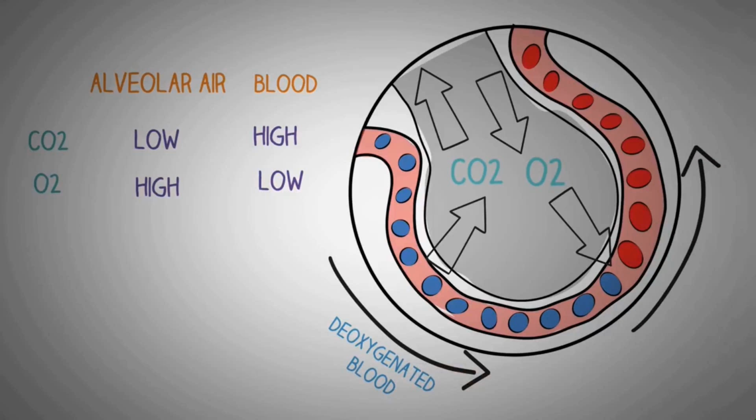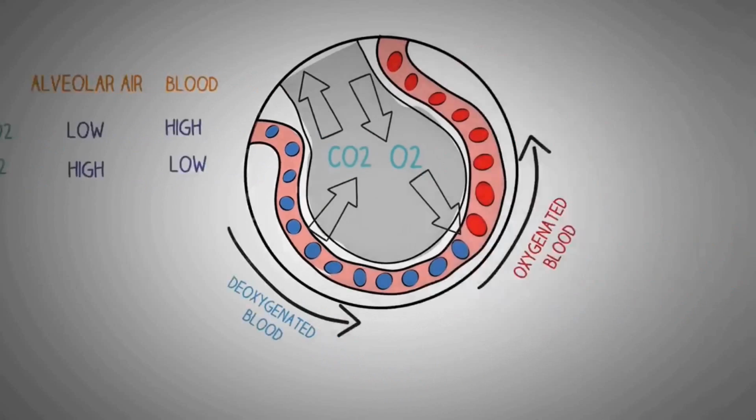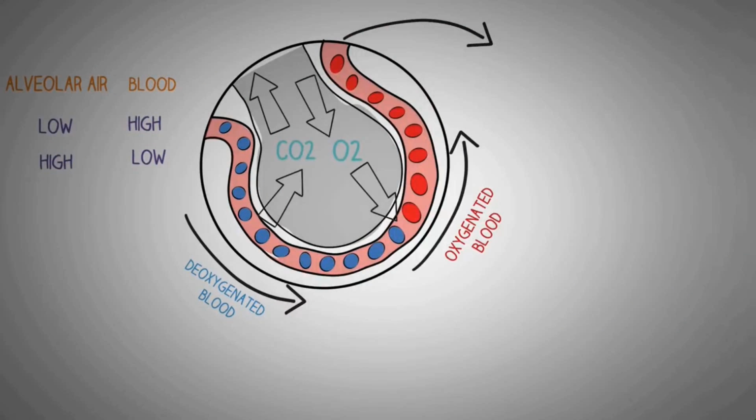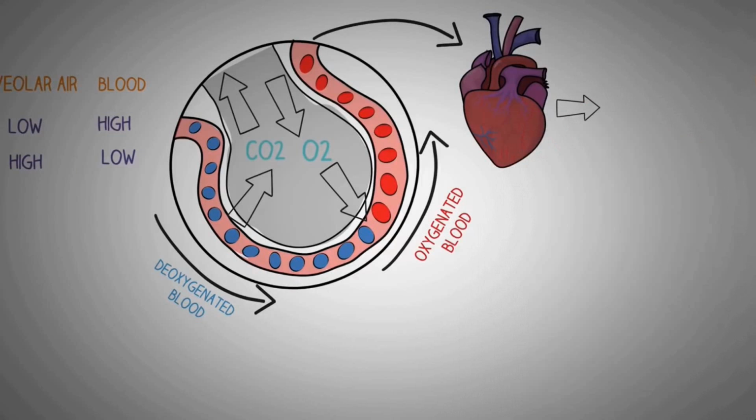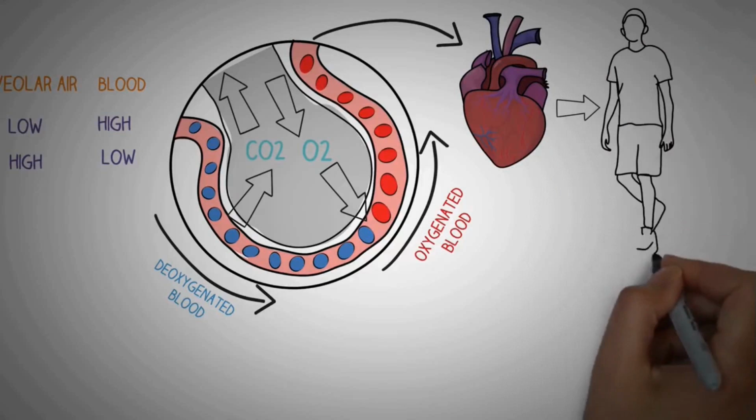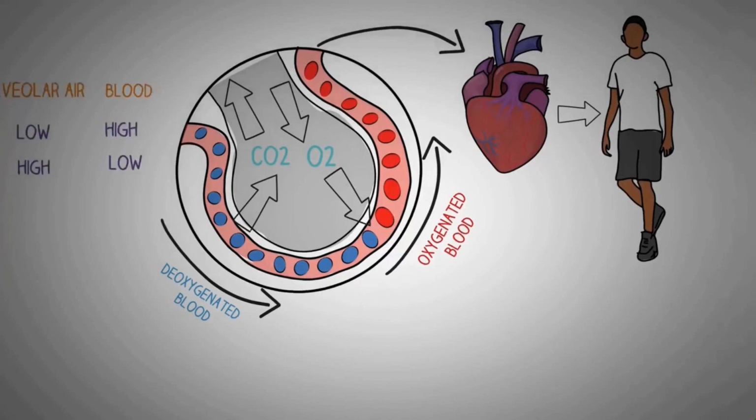So the blood coming on one side of the capillary, which is deoxygenated blood, is converted into oxygenated blood on the other side. This oxygenated blood is then sent to the heart, and the heart then pumps this oxygenated blood to the whole body, where it is utilized.